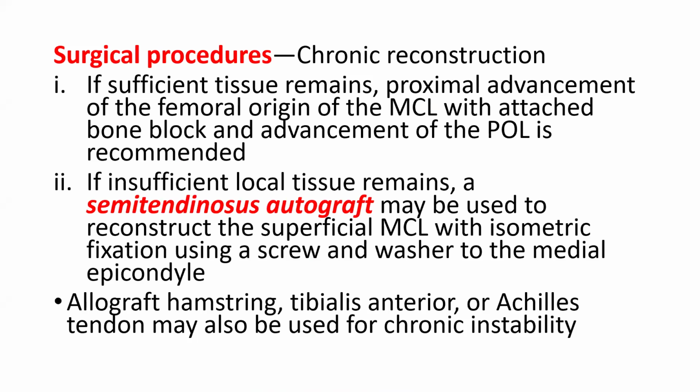Surgical procedures, chronic reconstruction. If sufficient tissue remains, proximal advancement of the femoral origin of the MCL with attached bone block and advancement of the POL is recommended. If insufficient local tissue remains, a semitendinosus autograft may be used to reconstruct the superficial MCL with isometric fixation using a screw and washer to the medial epicondyle. Allograft, hamstring, tibialis anterior, or Achilles tendon may also be used for chronic instability. So you have to pay attention to this, please.